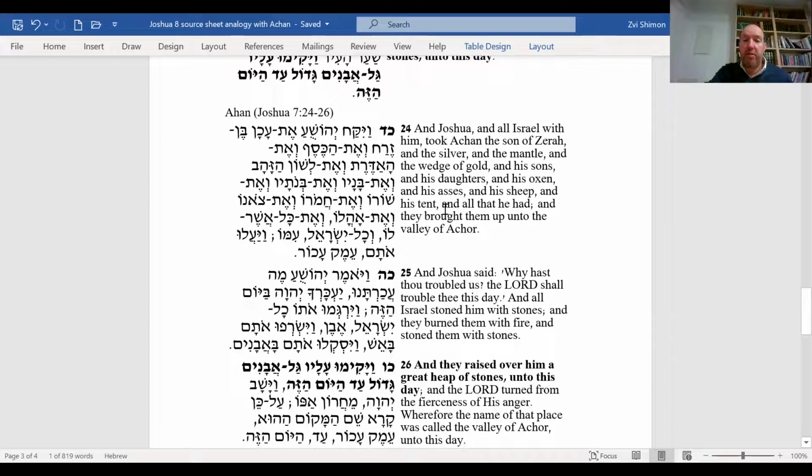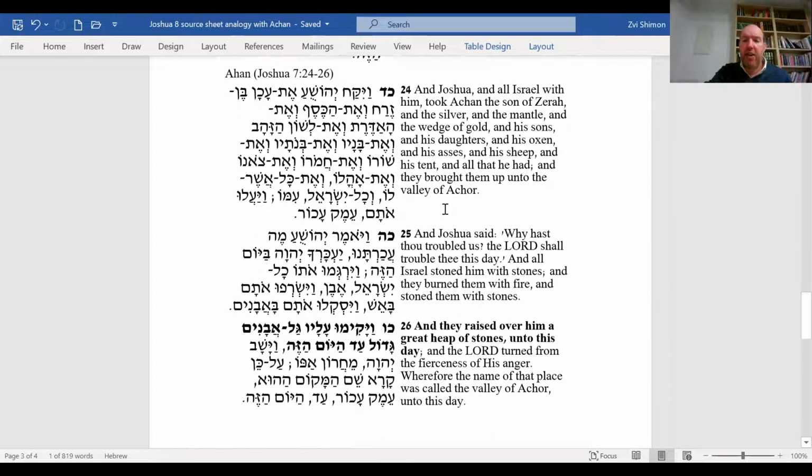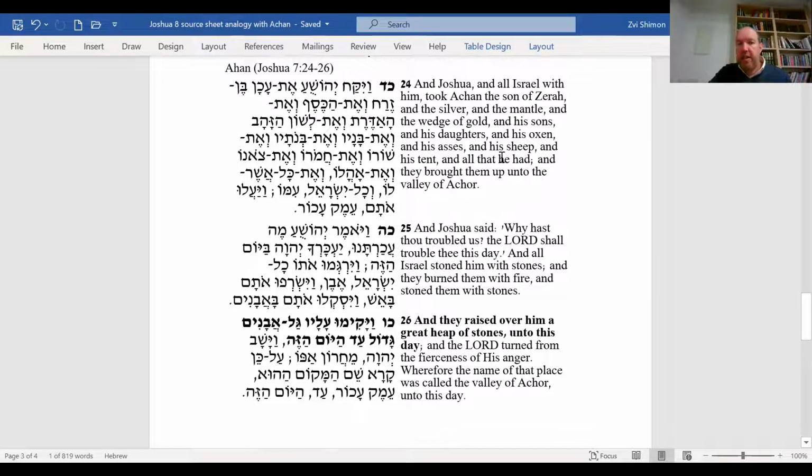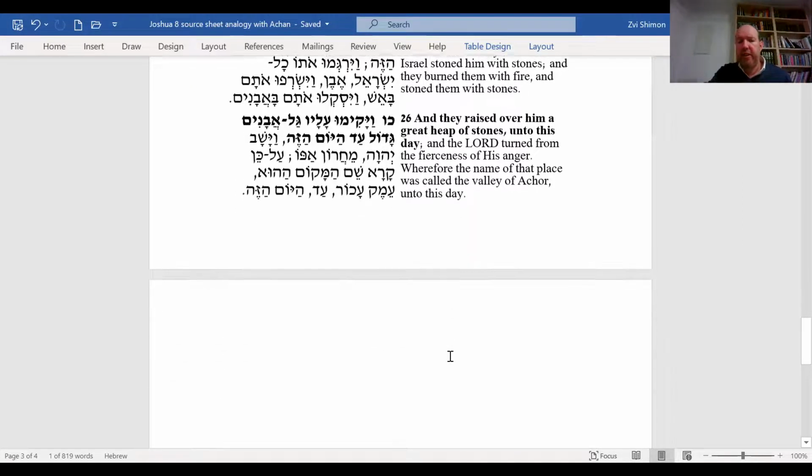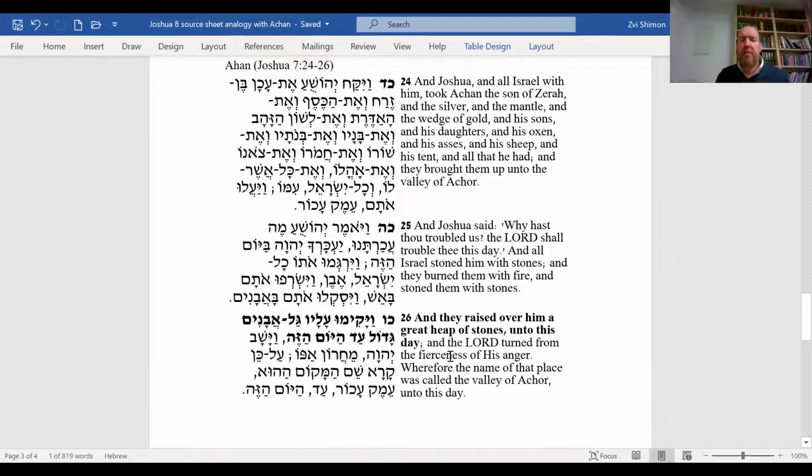Now, what happened with regard to Achan? So Achan and all his family, like we read, they punished them, they stoned them, they burned them, and then what does it say? Vayakimu alav gal avanim gadol ad hayom hazeh, and they raised over him a great heap of stones till this day. Exactly, word for word, as far as the description, setting up a heap of stones until this day.